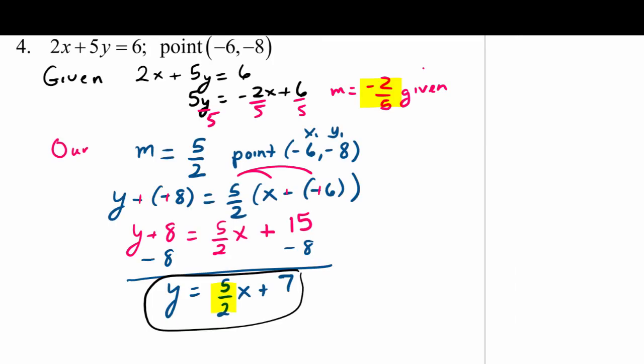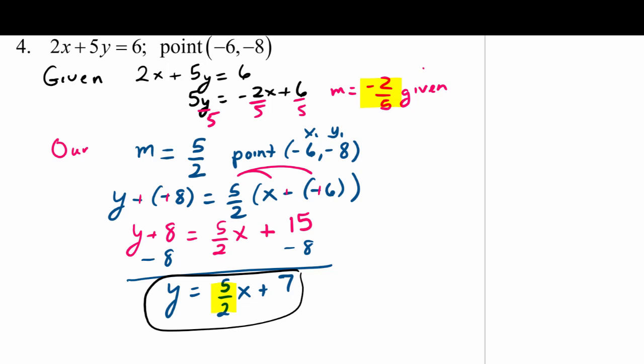So the slope of the given line was -2/5. So our line will have opposite reciprocal slope of 5/2. We used the point -6, -8. Solved for y so that we could get that point-slope form into slope-intercept form, and got y equals 5/2 x plus 7. And then I was just doing a quick check with my highlighter that those two slopes are opposite reciprocals. How did you do?